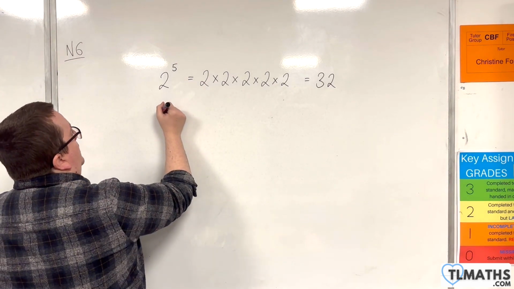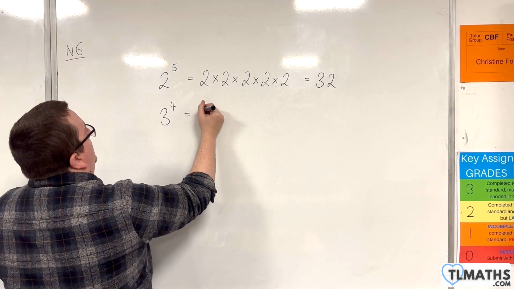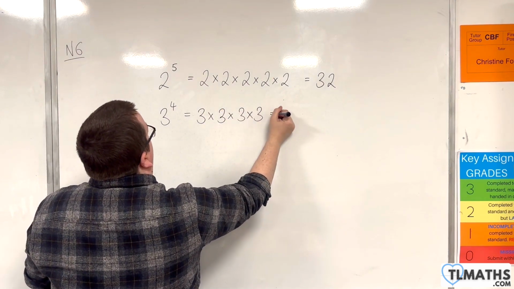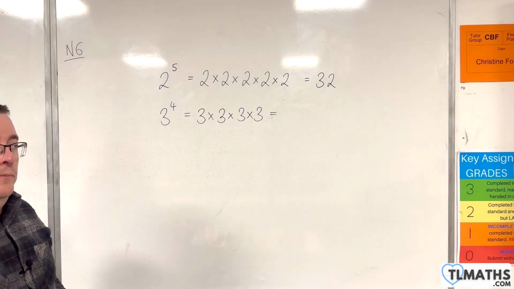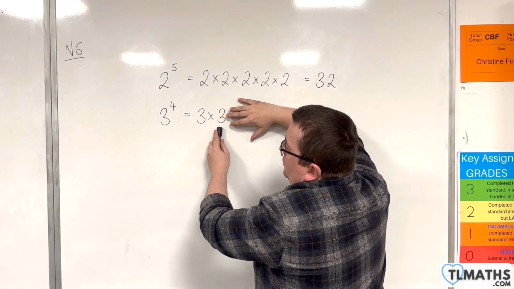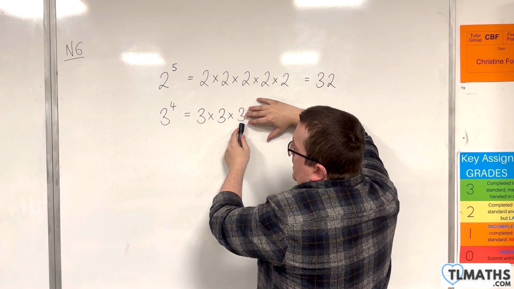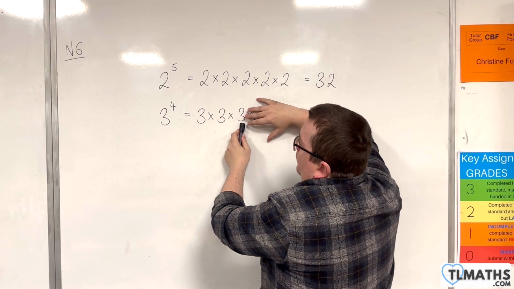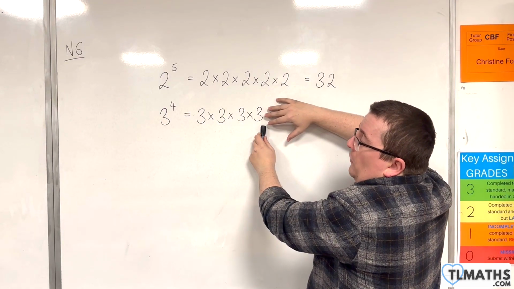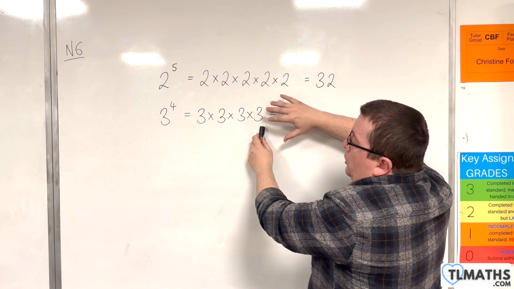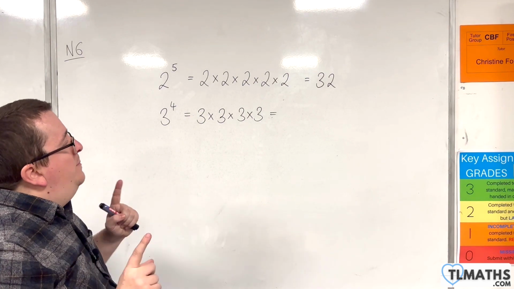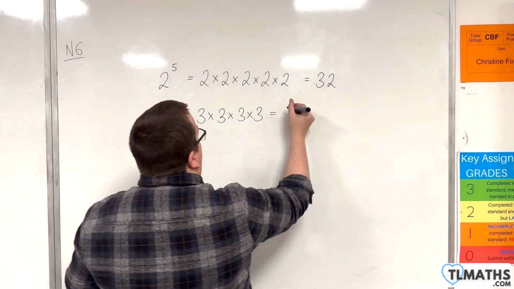If I had something like 3 to the power of 4, then this is 3 times 3 times 3 times 3, multiplying 3 by itself 4 times. And so, working from the left to the right, we have 3 times 3, which is 9, times by 3, which is 27, times by 3. Now 27 times 3 might be difficult to do in your head, but that's going to be equal to 81. Now you could do that by long multiplication if you wanted to. However, there can be easier ways of dealing with this.